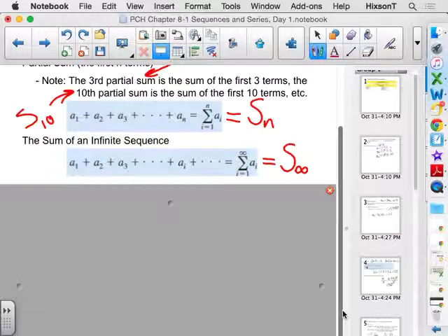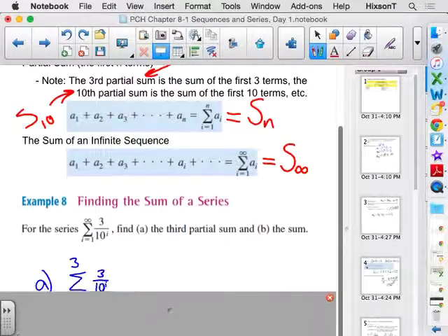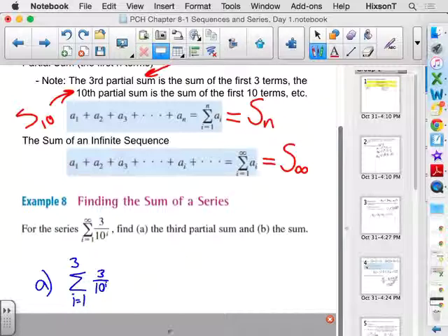So let's try one here. We want to find the third partial sum for this series. Now they defined it as an infinite series, but we want to find the third partial sum. So if you'll notice here, I did the sum from i equals 1 to 3. Alright, take a moment and try to figure that out. It's 3 over 10 to the i power. That's what that says. 3 over 10 to the i.